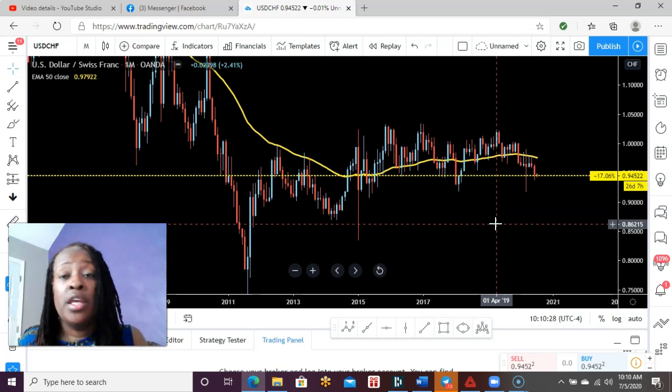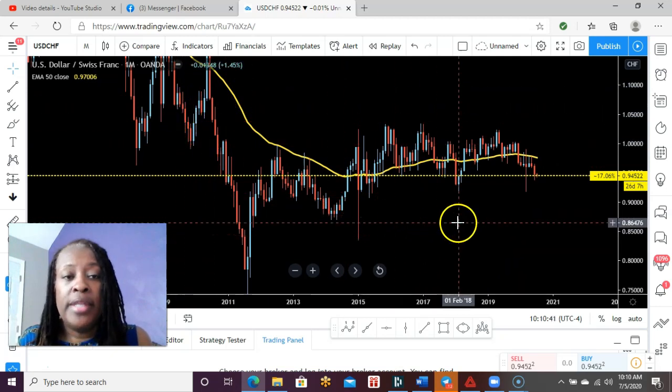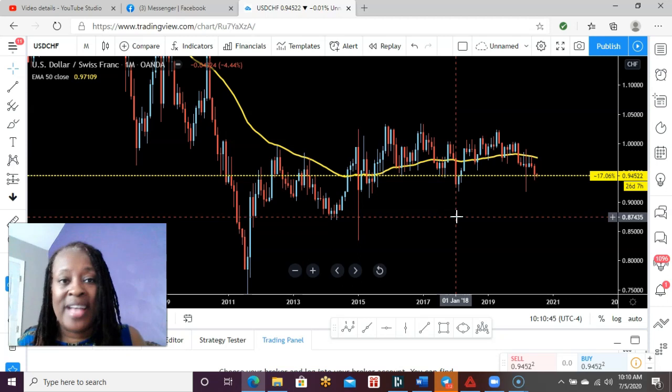Also understand that price moves differently from pair to pair, right? From time frame to time frame. But understanding that is key. So USD CHF, I'm on the monthly. Now, the reason I'm on the monthly, of course, is that's the overall time frame. That's the big picture, right? That's the big picture of what price typically wants to do.